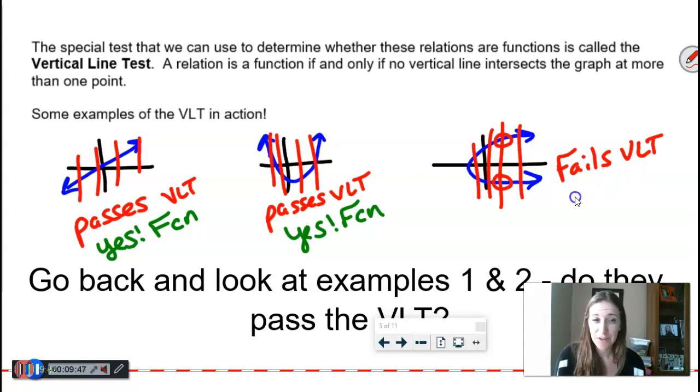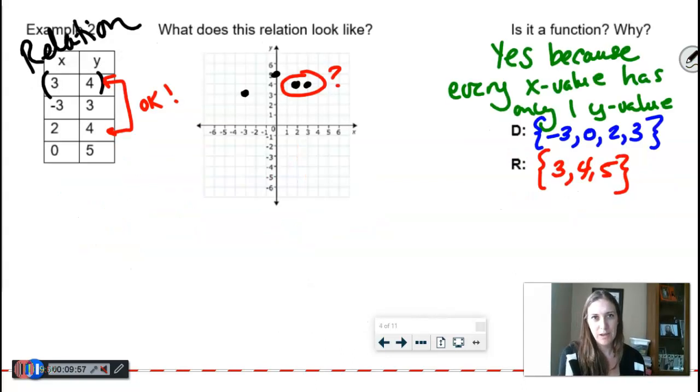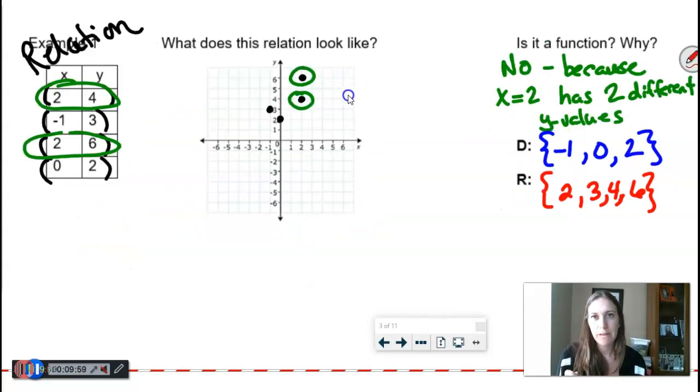So because this fails the vertical line test, no, this is not a function. Okay, so if we go back to those previous examples we had, this guy right here, which we determined was no, it's not a function, it would fail the vertical line test. So that would be a visual way of us saying it's not a function.